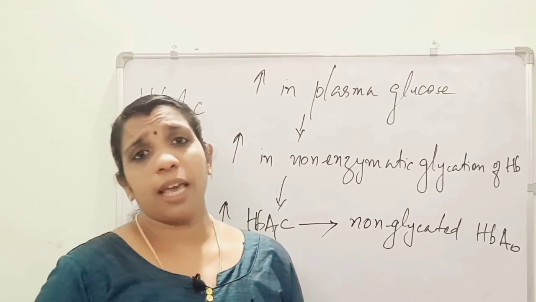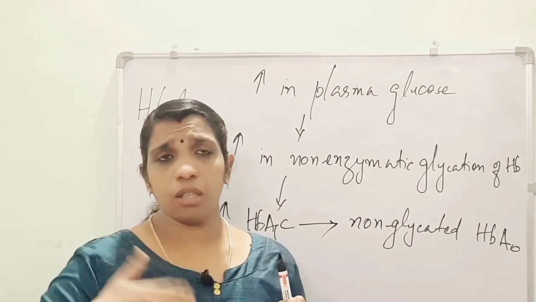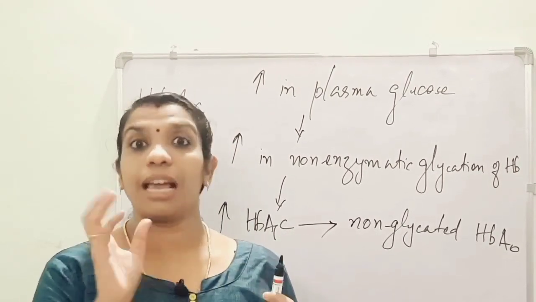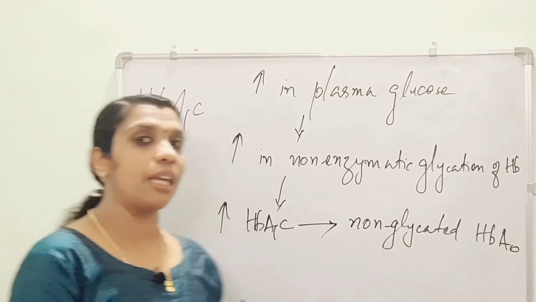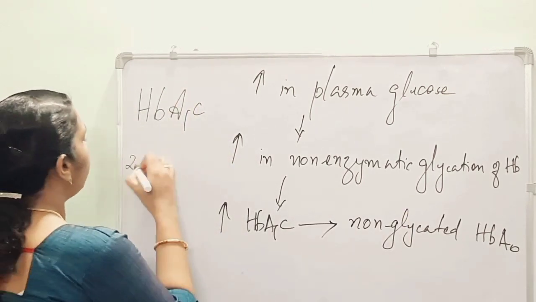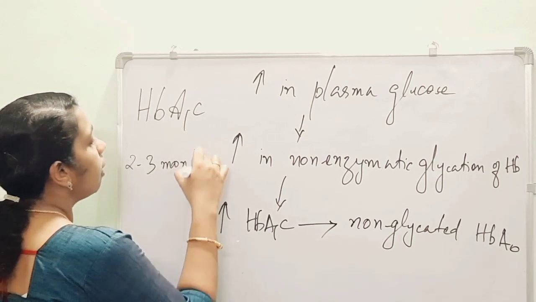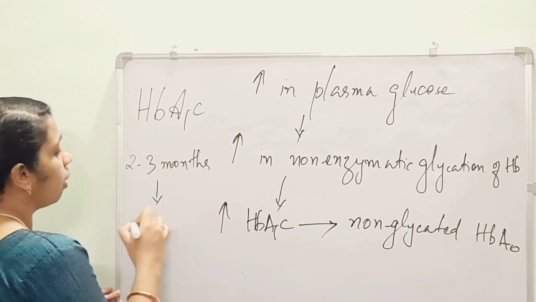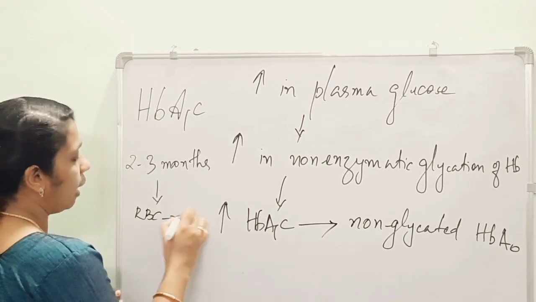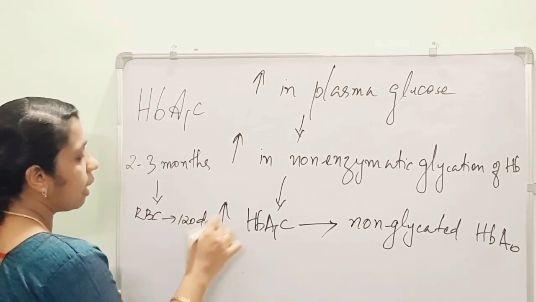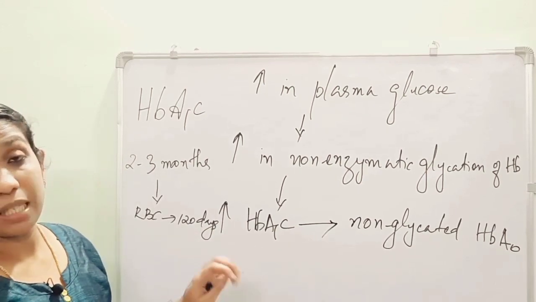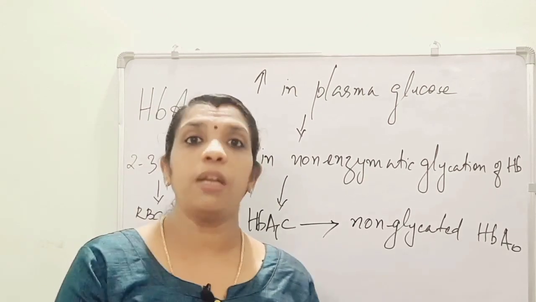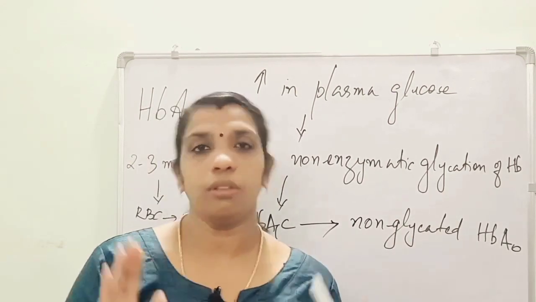This HbA1c shows the glycemic index of hemoglobin, or glycated hemoglobin, within the previous 2 to 3 months. Why like that? Since the life period of RBC is 120 days, HbA1c represents the glycemic intake of hemoglobin before 3 months, or 2 to 3 months.